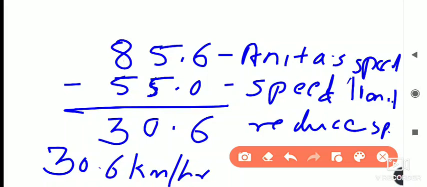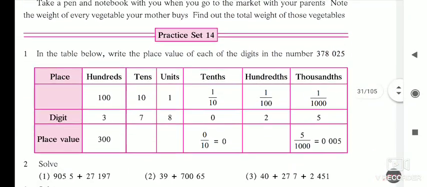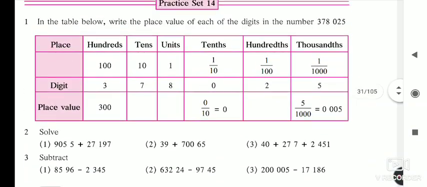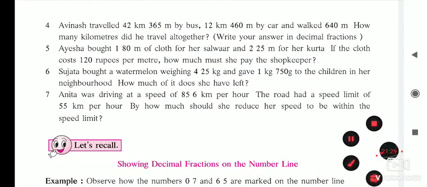So you have to note down all these questions. You have to solve them in a proper way and send them to my personal number. Today we have finished the word problems from practice set number 14. So all of you complete practice set number 14 and send it to my personal number.